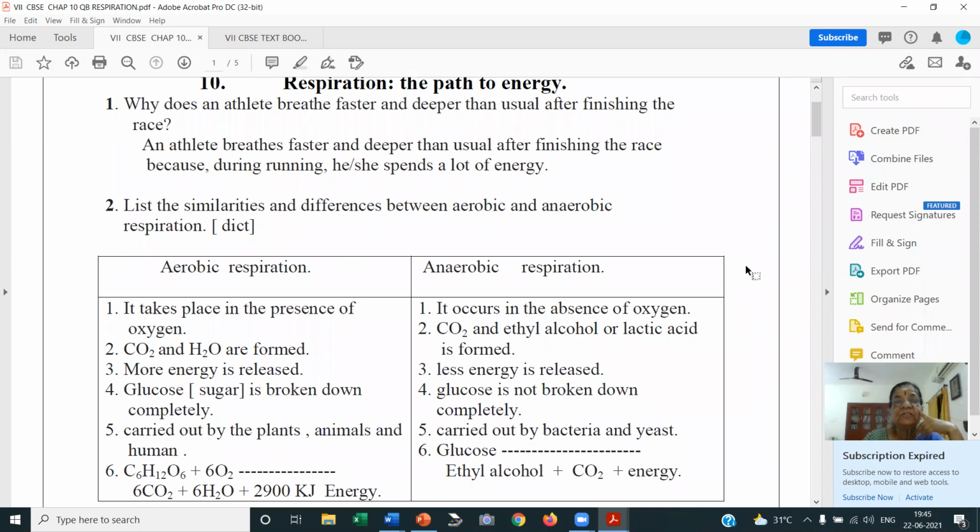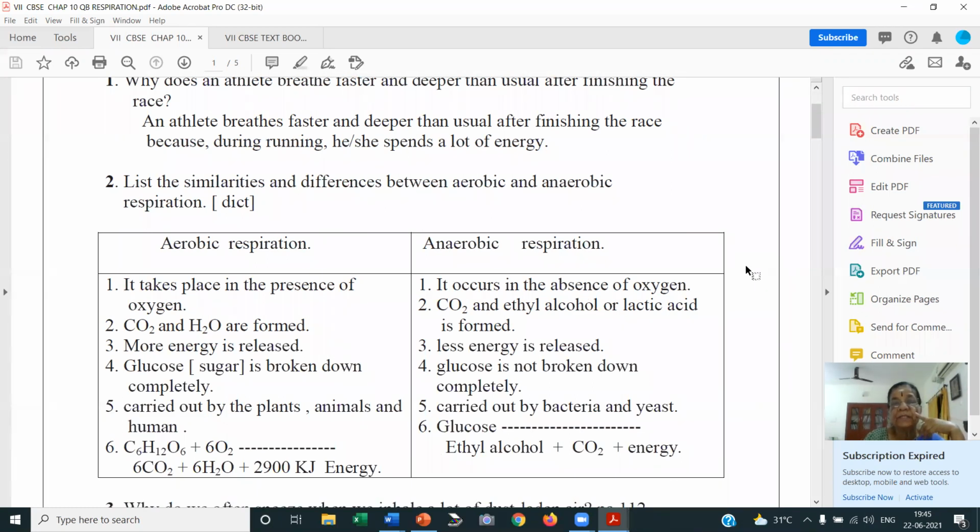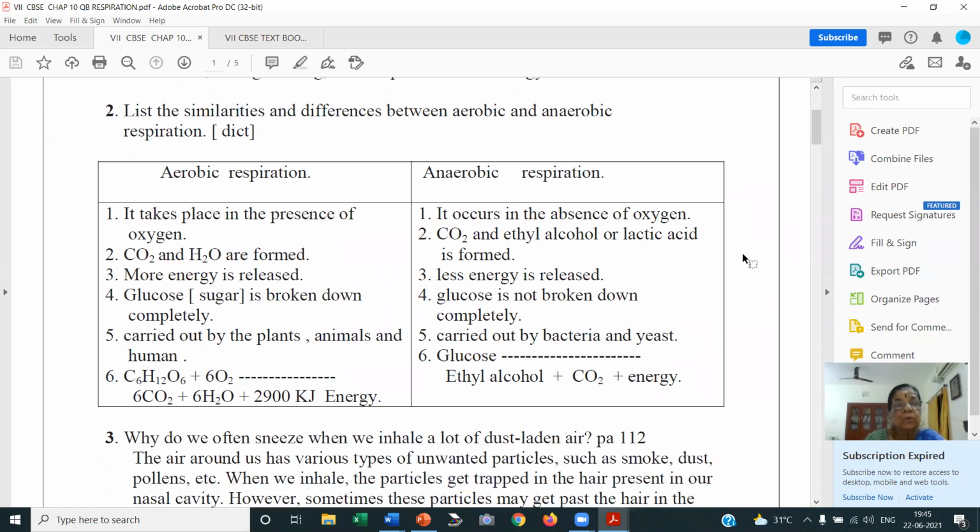Then list the similarities and differences between aerobic and anaerobic respiration. I have not done a whiteboard explanation, but in the question bank for video number 12 I have given the questions, so prepare well for the video number 12 assignment. Aerobic respiration takes place in the presence of oxygen, carbon dioxide and water are formed, more energy is released, glucose is broken down completely, and it is carried out by plants, animals and humans.